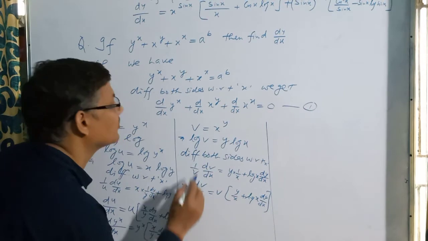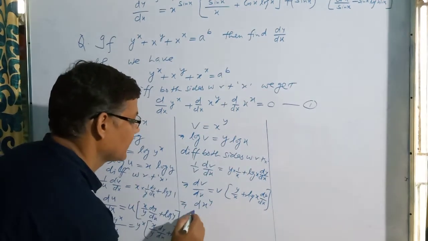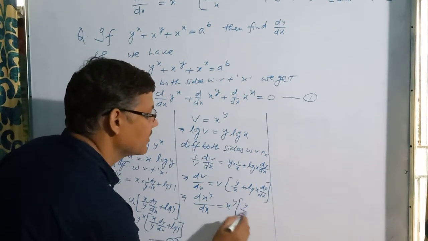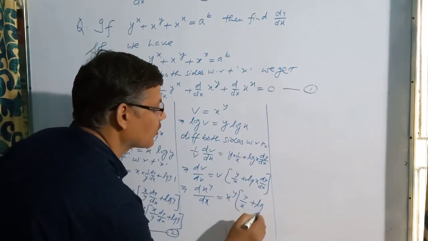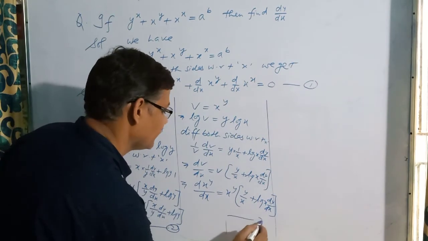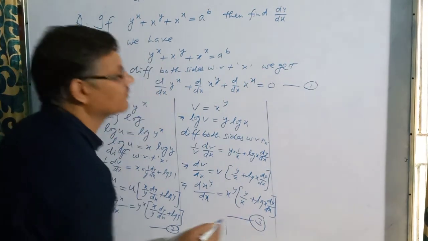What is v? v is x power y. So d of x power y by dx is equal to x power y into y by x plus log of x dy by dx. So very simply we get the derivative of this function.